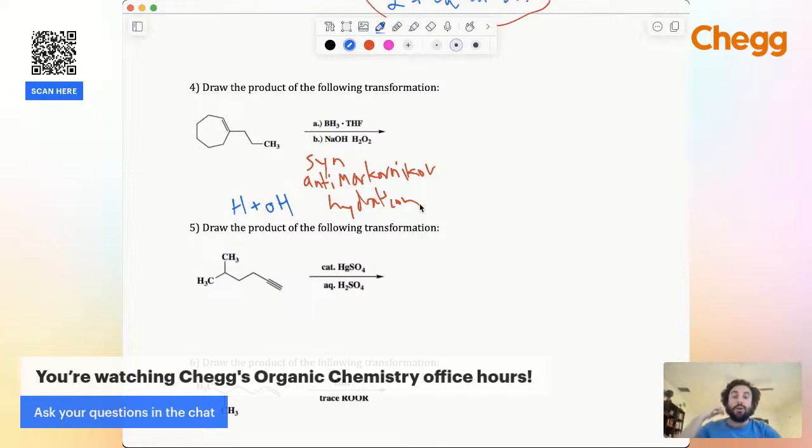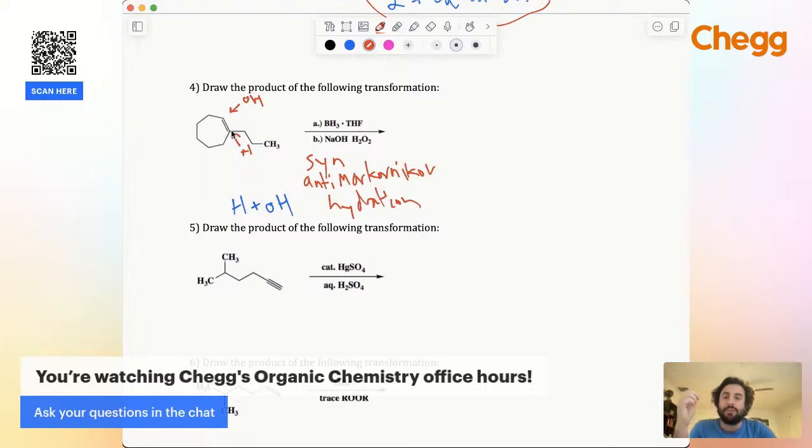So now let's take everything we just said and figure out the answer to this question. So hydration, one of these carbons gets an H, one of these gets an OH. Anti-Markovnikov tells us that OH is going to go to the less substituted carbon, and H is going to go to the more substituted carbon. That's what anti-Markovnikov means. If it was Markovnikov, OH would go to the more substituted, right?